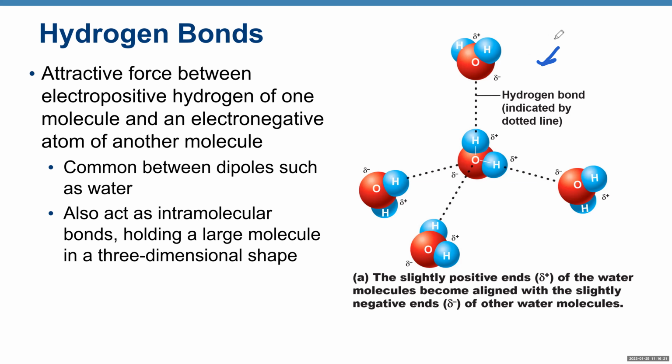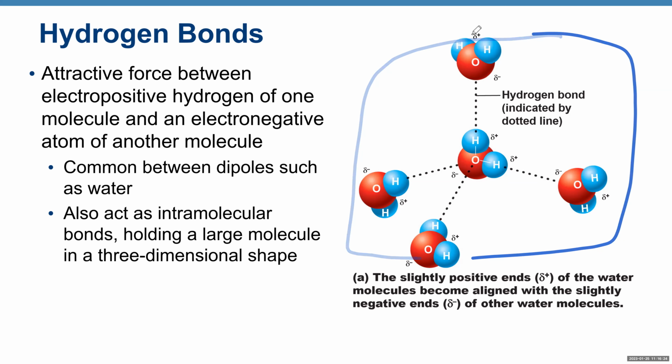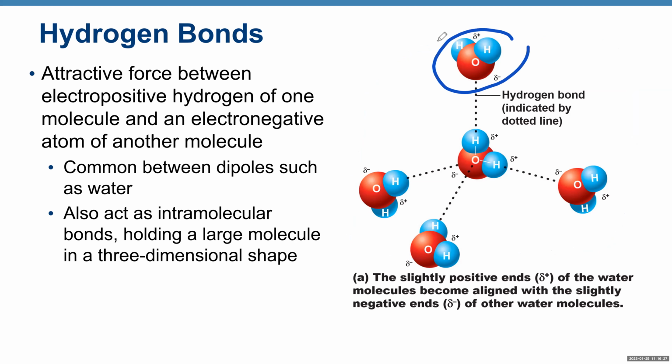So here is how water exists, right? If we have one water molecule that is polar, and it has a slightly negative end, that is oxygen, it forms hydrogen bonds. It is a very weak bond with the hydrogen of another molecule, and so on. Now, hydrogen bonds are represented by a dotted line. So the slightly positive ends of the water molecules become aligned with the slightly negative end of another water molecule.